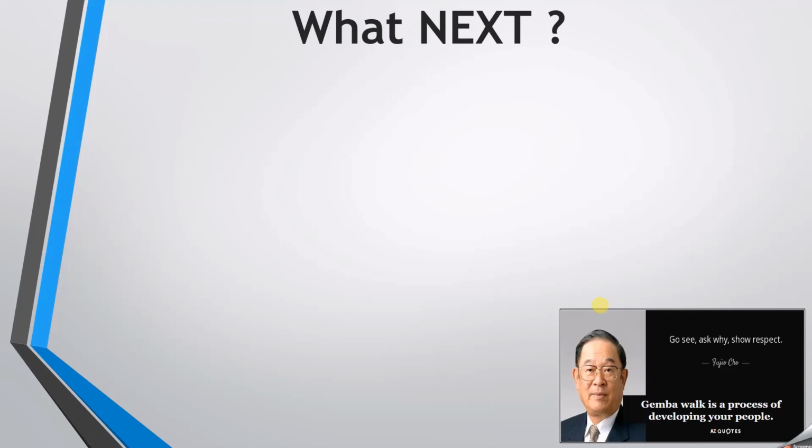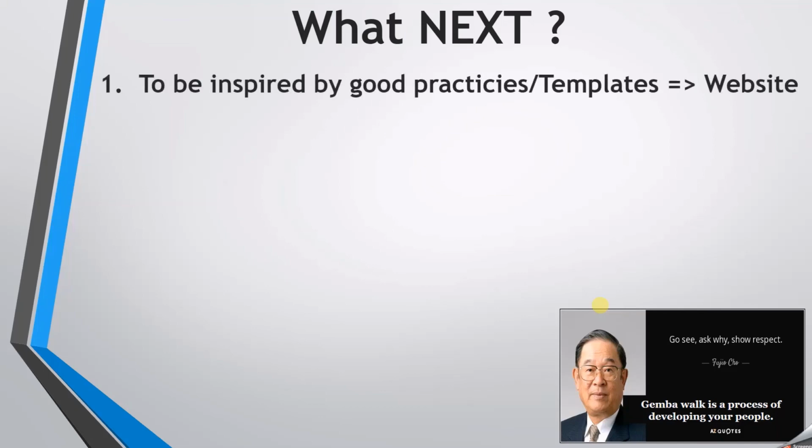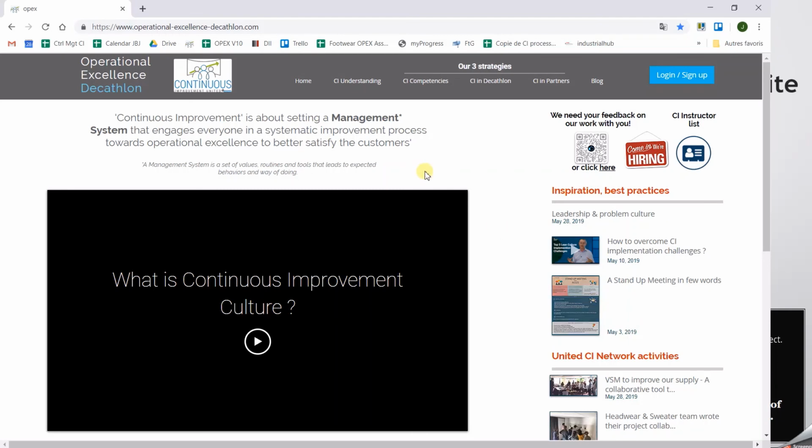What next? So we arrive at the end of the first part of this training, the video part, the theoretical part. So what next? First, to be inspired by the good practices and templates. You can go on the website of the CI, of the operational Decathlon. You go here in CI competency matrix, mapping.